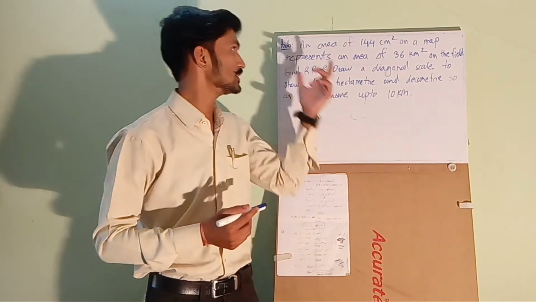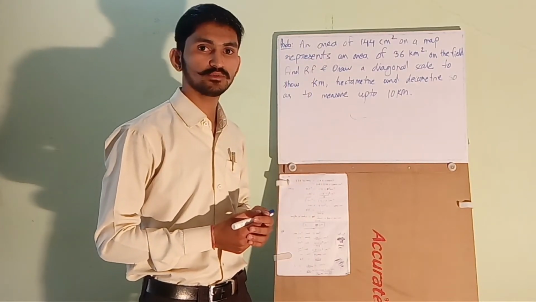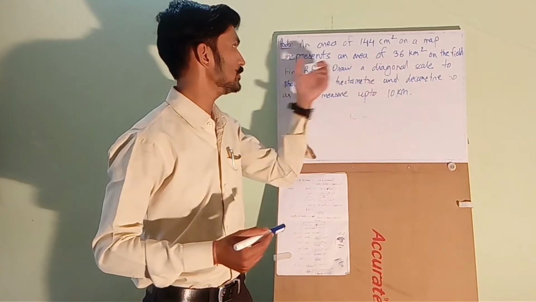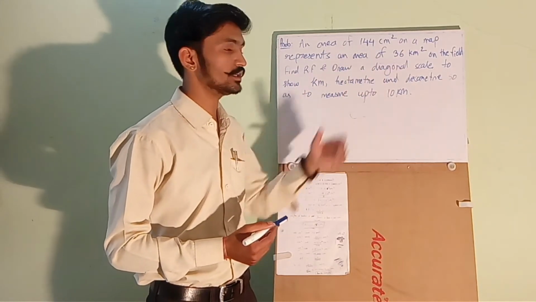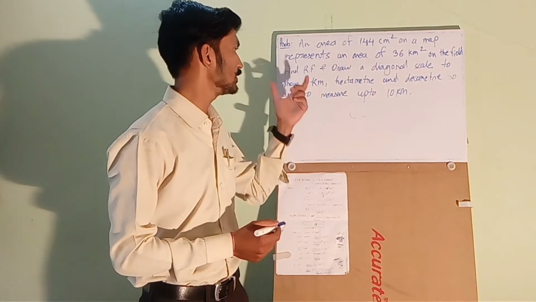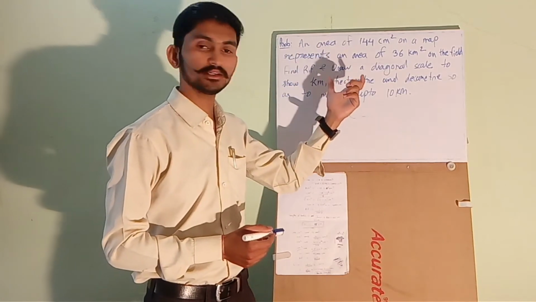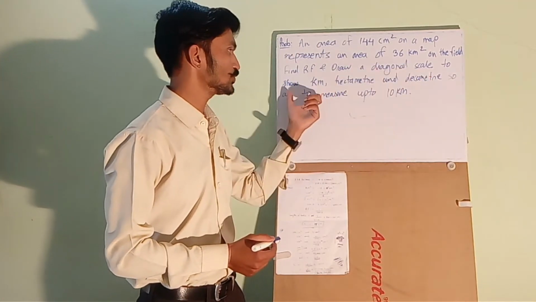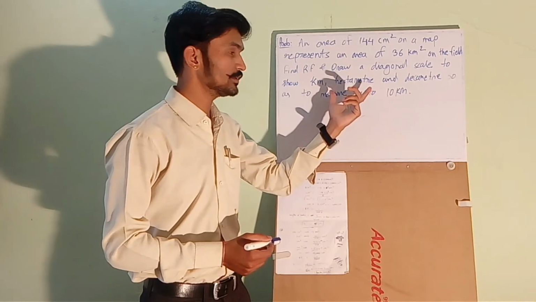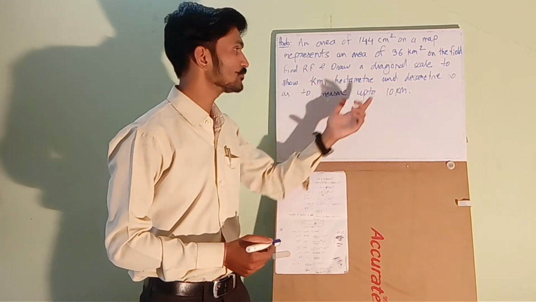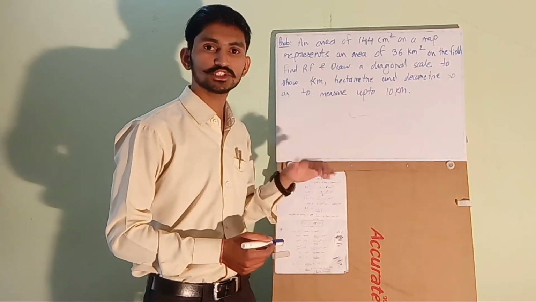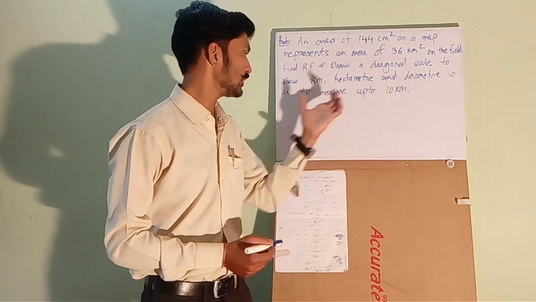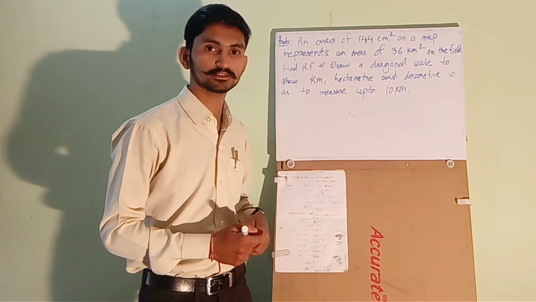So next question is, an area of 144 centimeter square on a map represents an area of 36 kilometer square on the field. Find RF and draw a diagonal scale to show kilometers, hectometers, which is 1/10 of kilometer, and decameter, which is 1/10 of hectometer, so as to measure up to 10 kilometers.